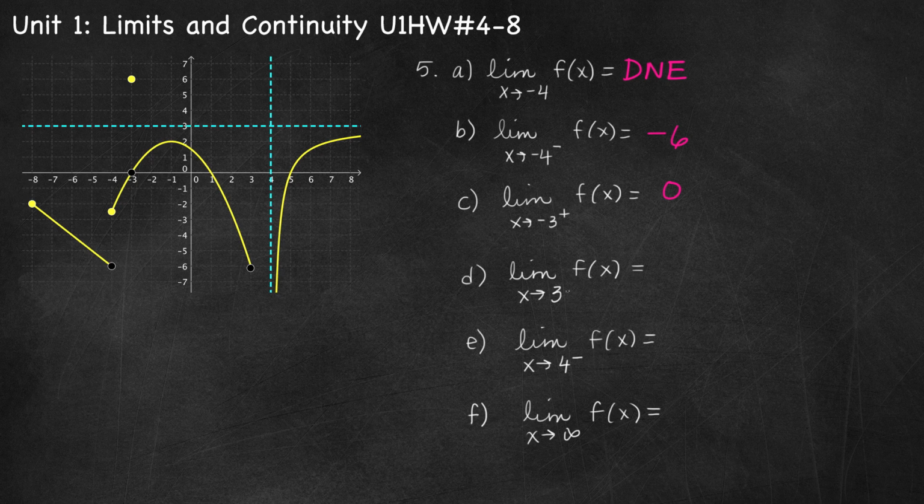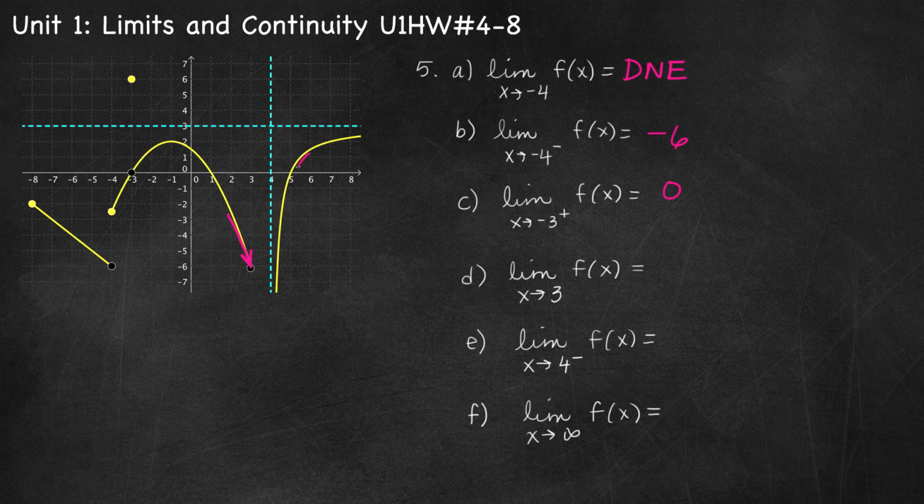Part D, find the limit of f as x approaches 3. This is a two-sided limit, so we need to check both directions. From the left, as x approaches 3, y approaches negative 6. From the right, well, we can't really approach 3 from the right.